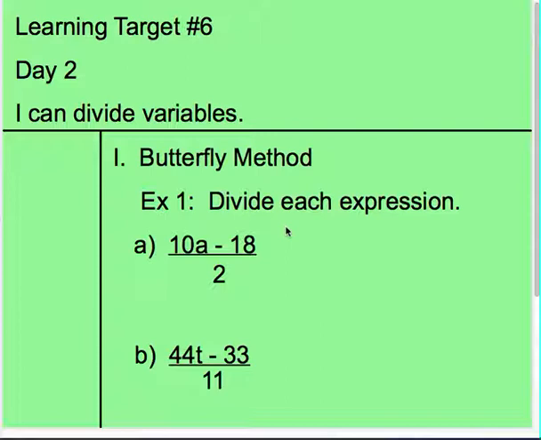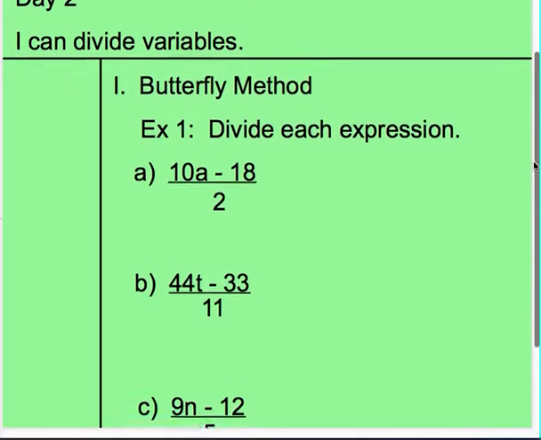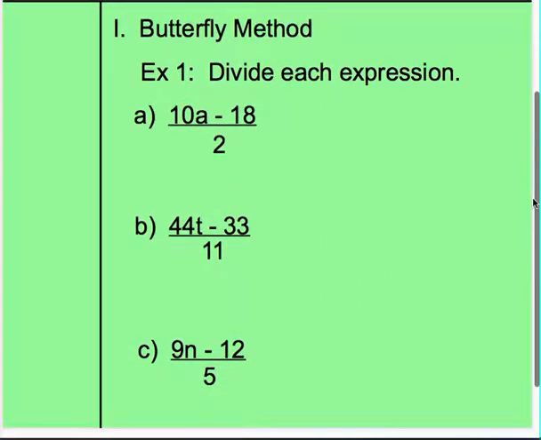So Learning Target 6 Day 2 is looking at dividing by variables. First thing we're going to learn is something called the butterfly method, and it's similar to distributive property, except instead of distributing our multiplication, we're going to distribute our division. And the reason it's called the butterfly method is because as we're dividing, we kind of circle the terms that we're dividing and it ends up looking a little bit like a butterfly. So let's take a look at our first example.